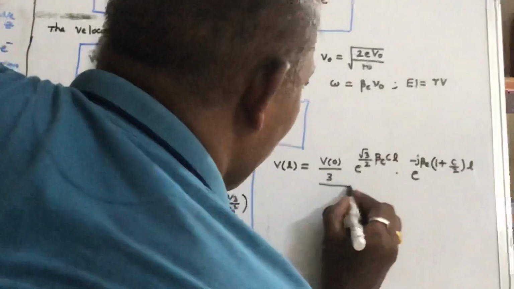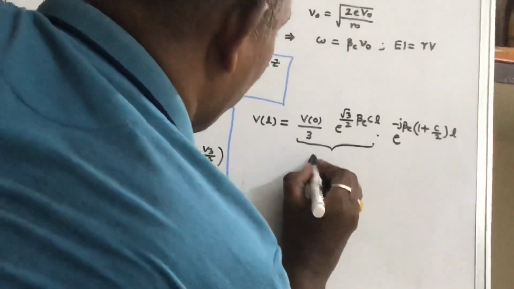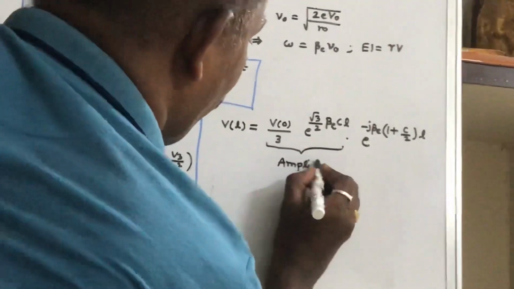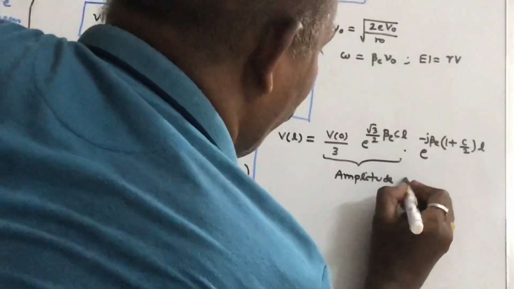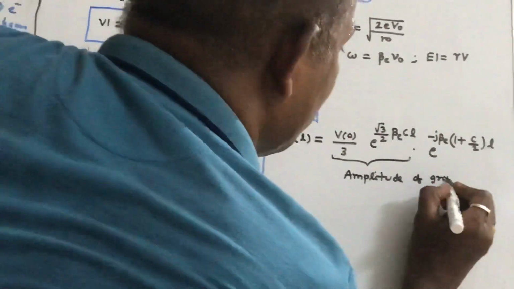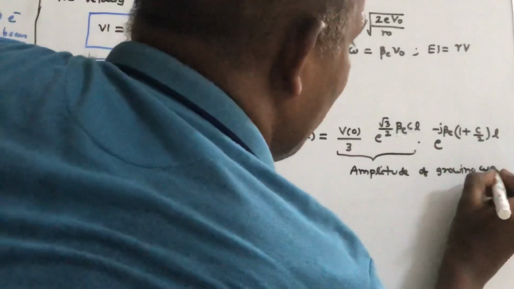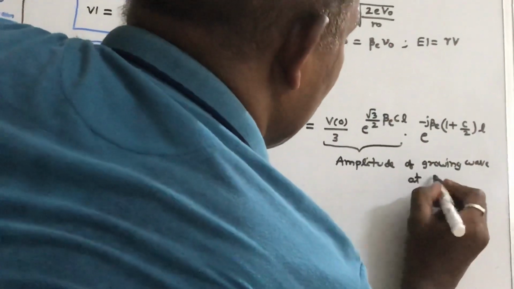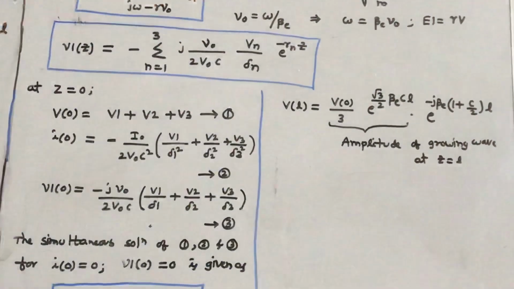So this is the amplitude of the exponentially growing wave at Z is equal to L.